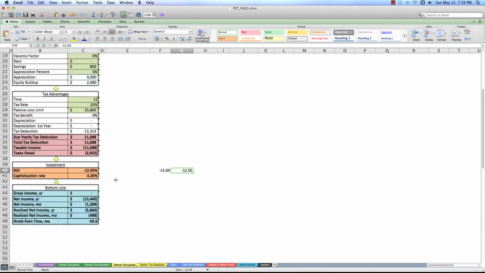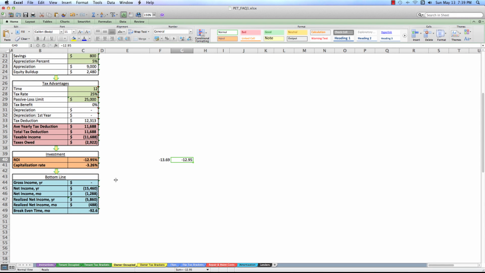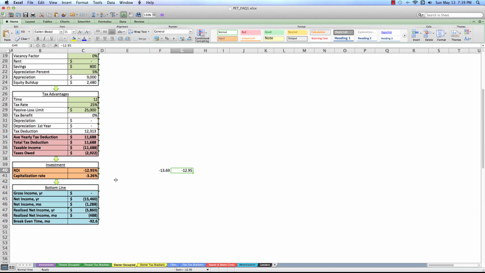So anyway, I hope that clarifies things a little bit better when it comes to evaluating the finances using the PET tool on an owner-occupied home. I hope that made things a little bit easier to understand and more transparent.